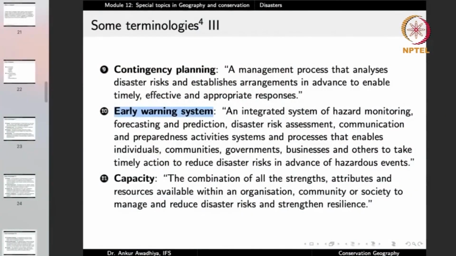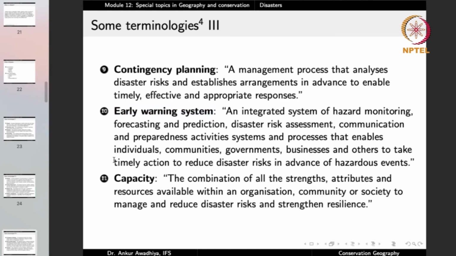And this will be accompanied by suitable communication mechanisms so that this information is transmitted to those that need that information in a timely fashion. And then it will become an early warning system. So it is an integrated system because you have several parts like simulation, like monitoring of the river, like communication systems. All of these are integrated together to make the early warning system. So it is an integrated system of hazard monitoring, forecasting and prediction, or disaster risk assessment with communication and preparedness activities, systems and processes that enable individuals, communities, governments, businesses and others to take timely action.